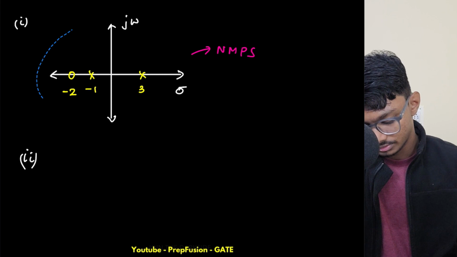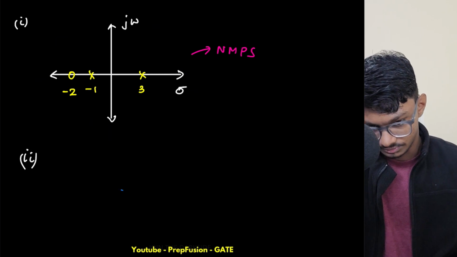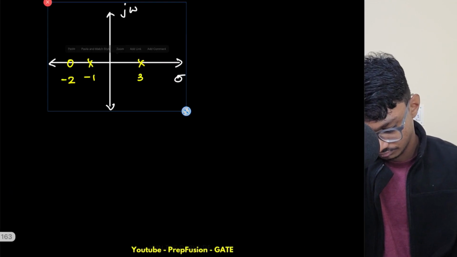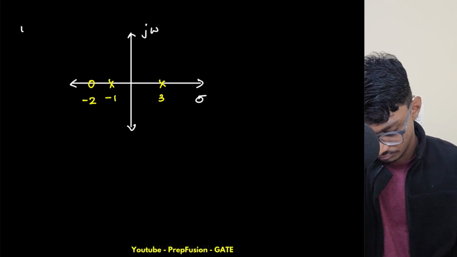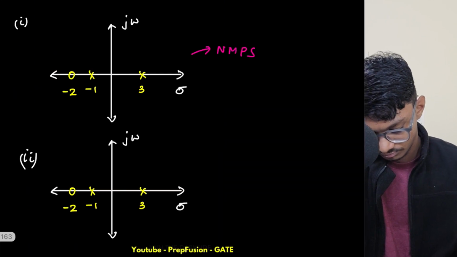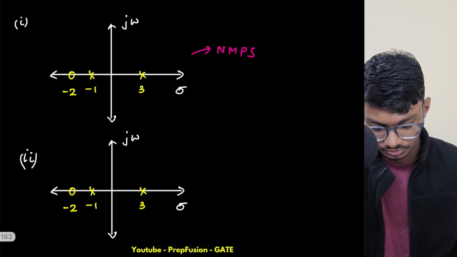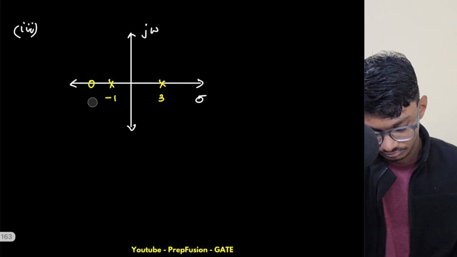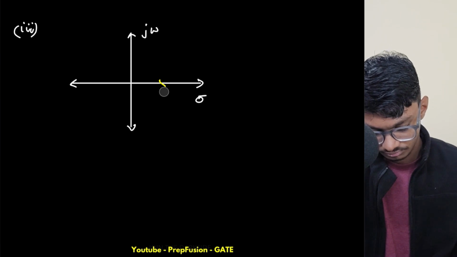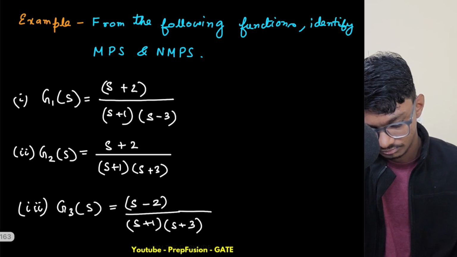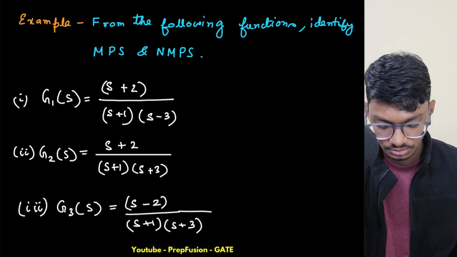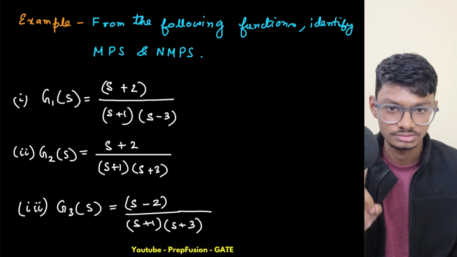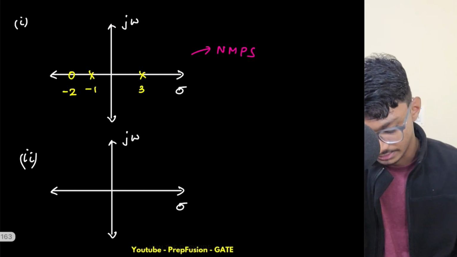Now what about my second? I will just copy this one for the second and third one. So this is G2 of s. Here, where are the locations of poles and zeros? The poles are at -1 and -3.